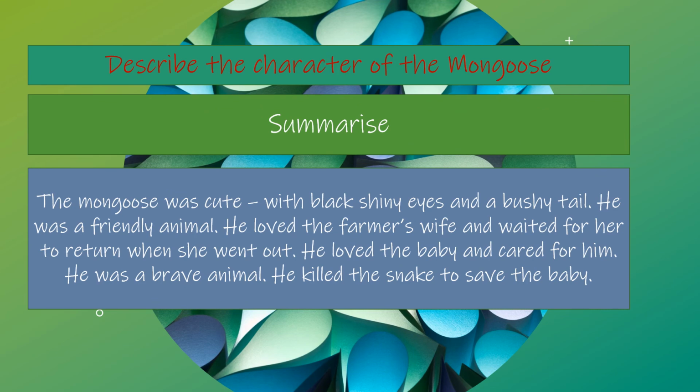Next, we summarize the character of the mongoose. The mongoose was cute. We read in the story that the mongoose had black shiny eyes and a bushy tail. He was a very friendly animal. He loved the farmer's wife and waited for her to return when she went out. He also loved the baby and cared for him.